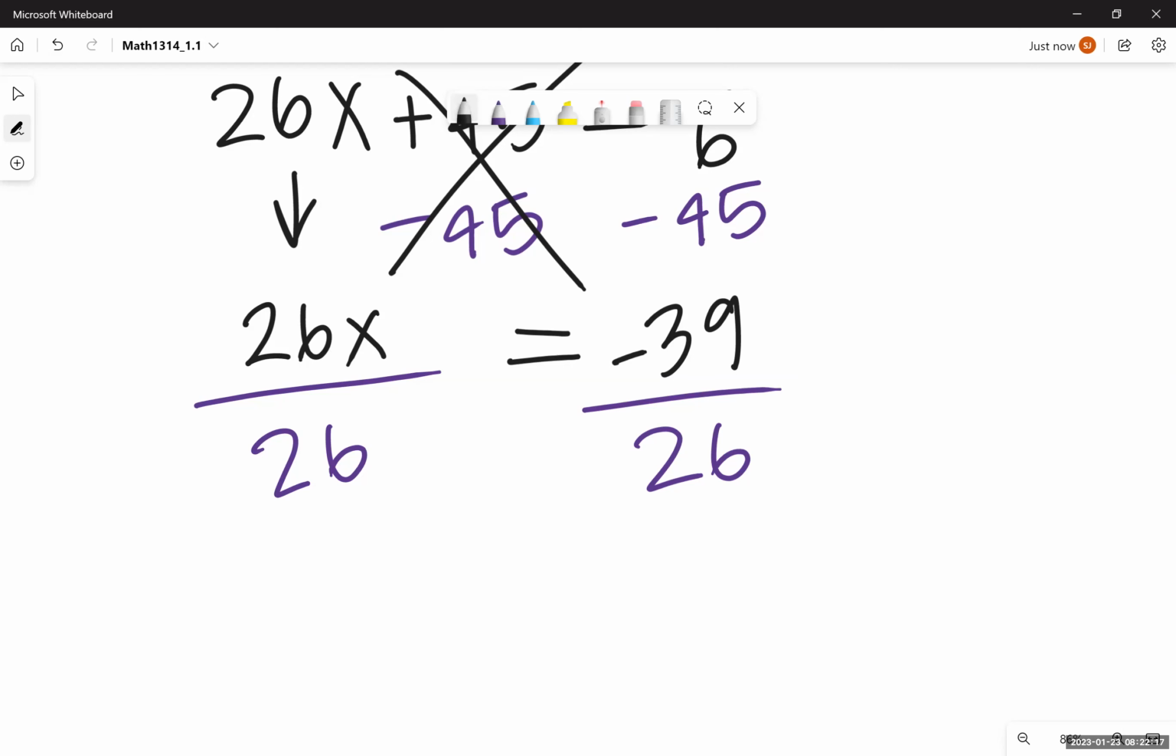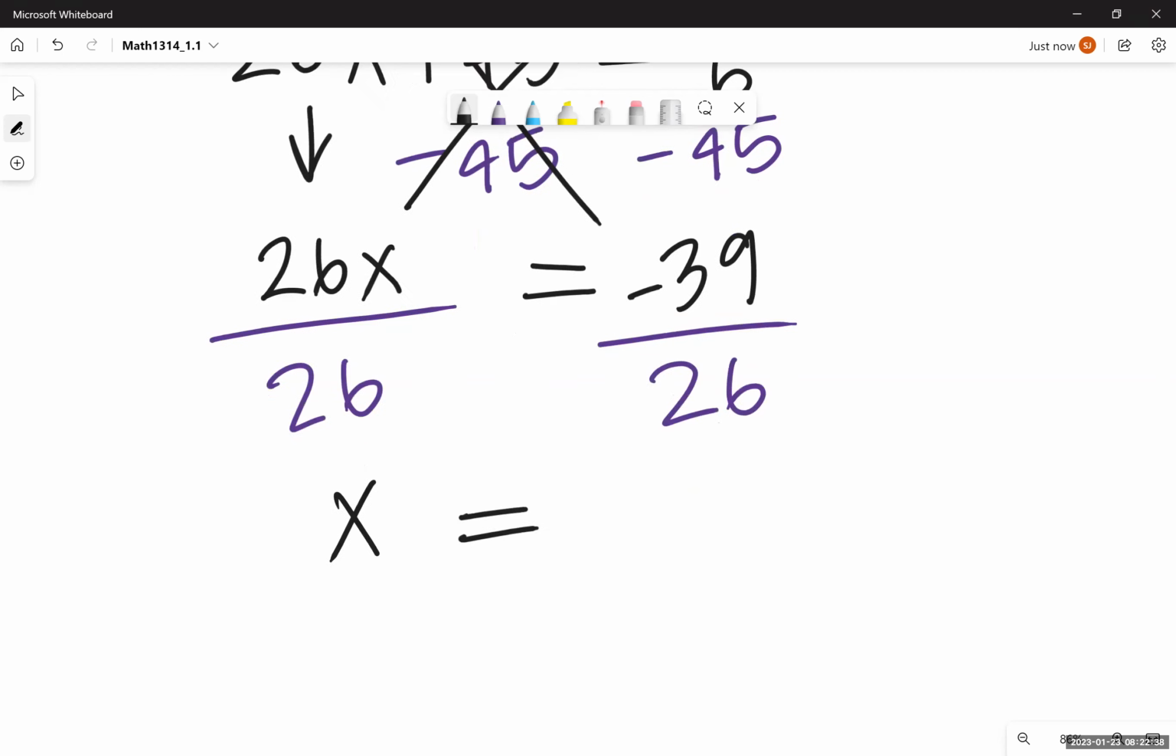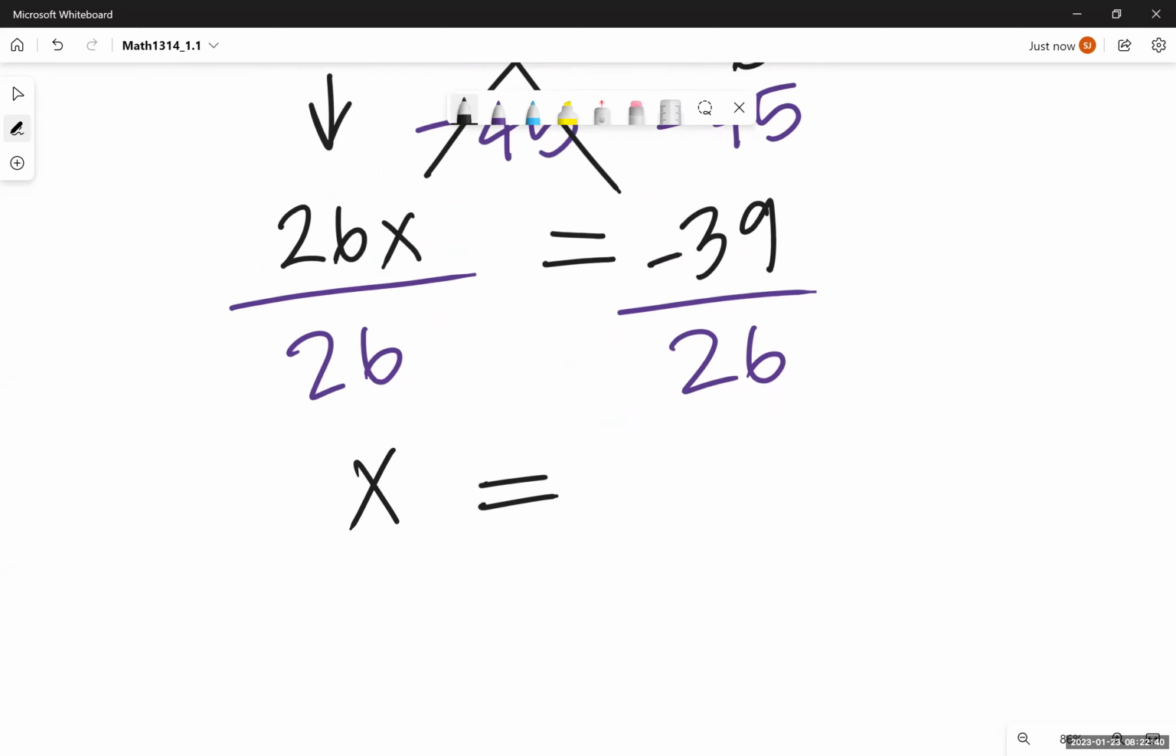Left-hand side, if I do 26 divided by 26, I get 1. Right? I did that for a reason, because if I get 1, then what remains? 26x divided by 26 is going to just give you 1x. Right-hand side, 39 divided by 26. Remember how I just said I didn't really like how this answer was. It ends up being a fraction.